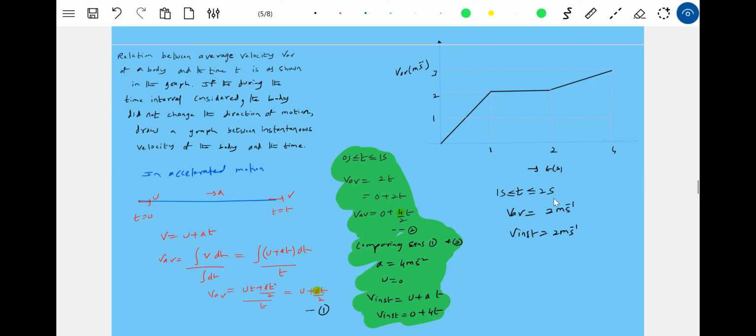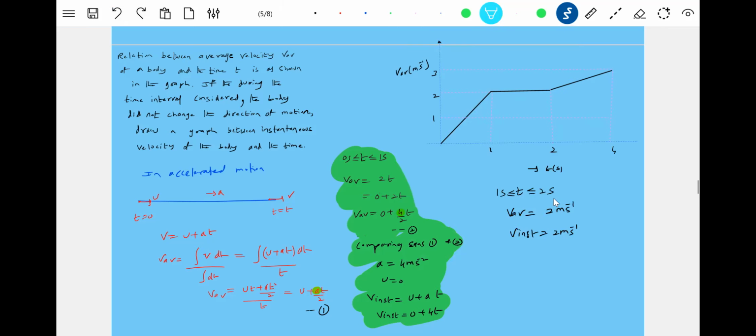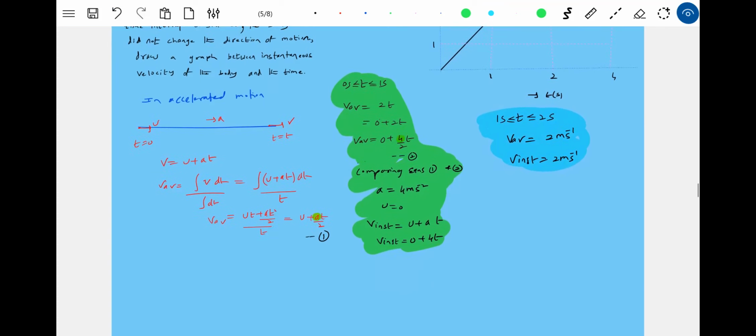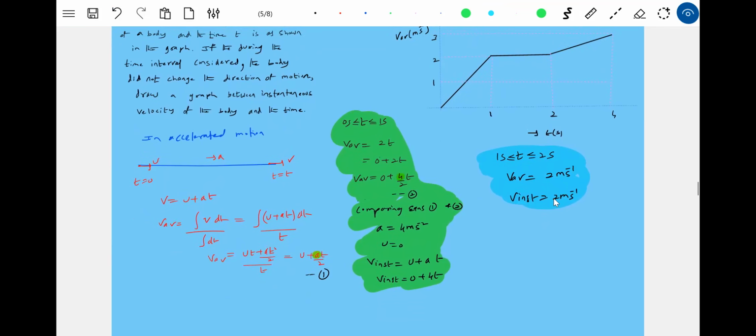The last, we have to analyze this part of the curve. First, we'll write the equation of motion for this part. This is one discussion. Everything is becoming green. And the last part of the interval, we have to discuss the motion for 2 to 4 seconds. Now, what can be the equation? We have to write equations of motion for it.